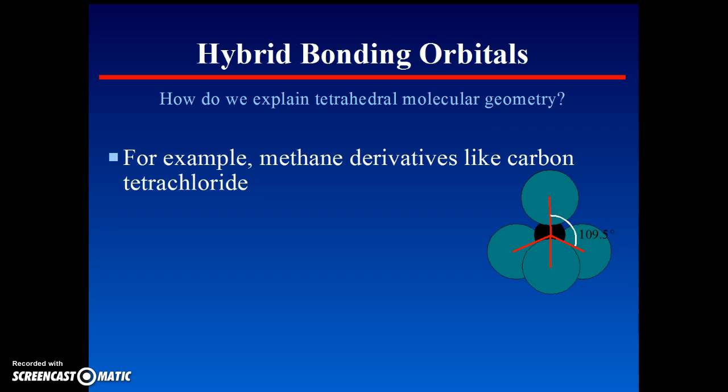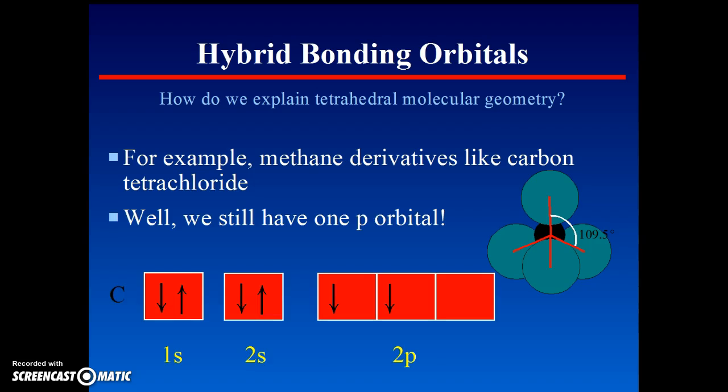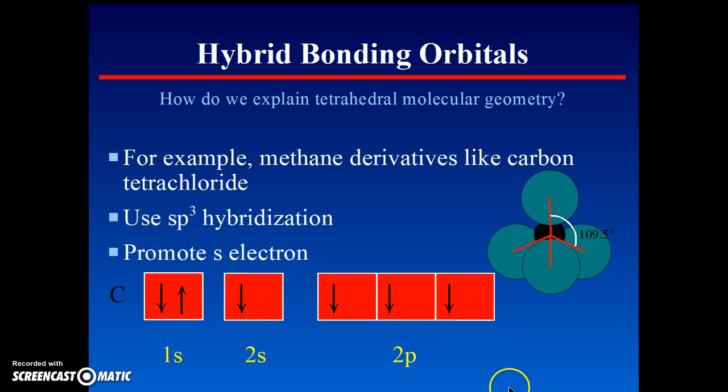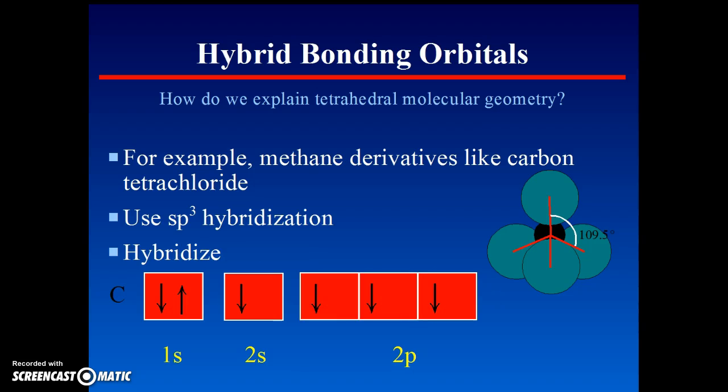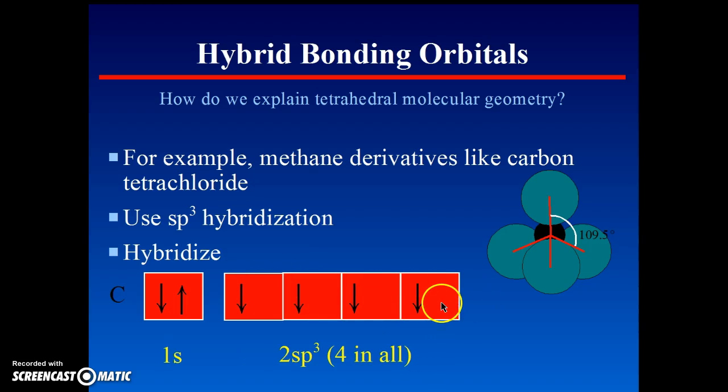Now, how do we explain a tetrahedral molecular geometry? For example, methane derivatives like carbon tetrachloride, CCl4, are forming a tetrahedral shape. Well, we've still got a p orbital left, and remember, carbon is 1s2, 2s2, 2p2. So if we promote that s electron to that third p orbital, and then hybridize all 4 of the orbitals, we get 4 hybridized orbitals, which we name sp3 orbitals because they're the mixture of 1 s and 3 p's.